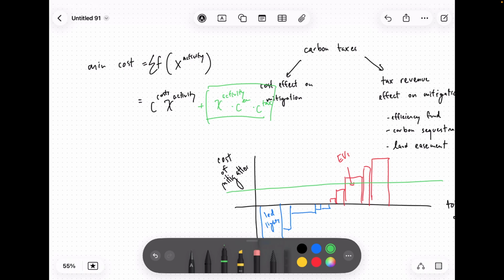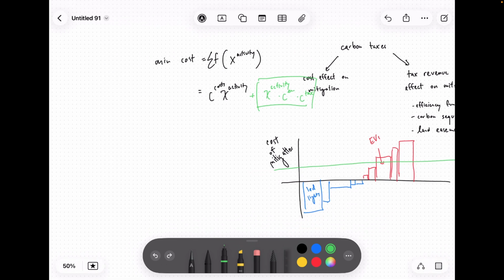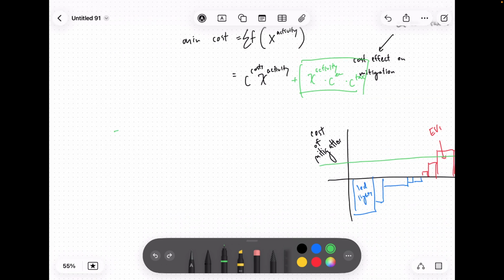So basically, your activity is now balancing between the cost of that activity and your carbon taxes, right? And so if I were to rewrite this equation, this might be equal to X activity, and instead of one straight up cost, it's going to be plus C emissions and C tax.